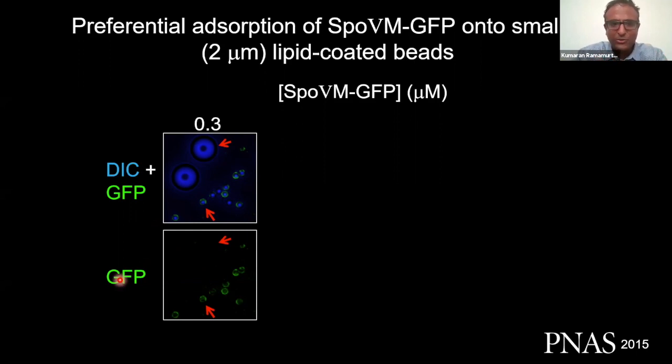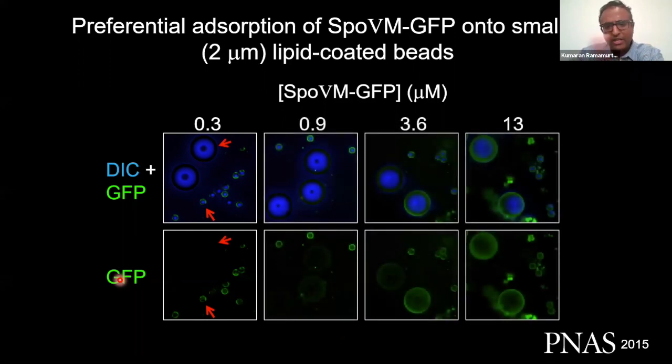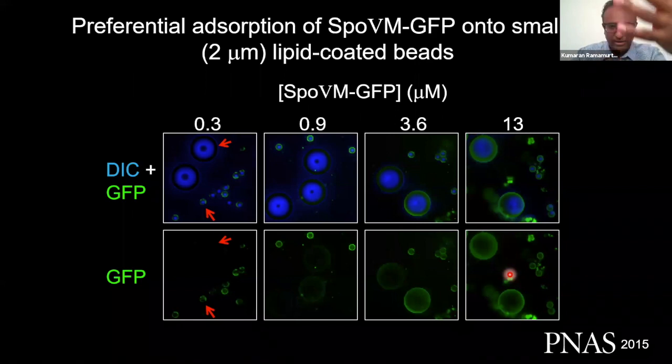Okay, so what this told us was that at certain concentrations, this protein seems to choose more curved membranes than less curved membranes. And then you can increase the concentration until finally you run out of room on the small beads, and then eventually it'll go to both beads when it reaches saturation, as we call it.